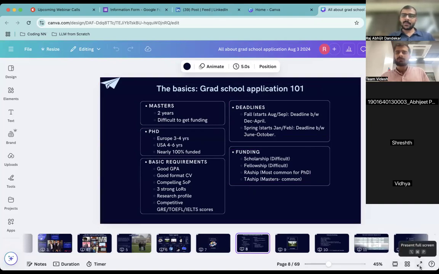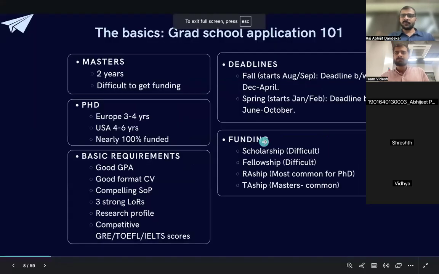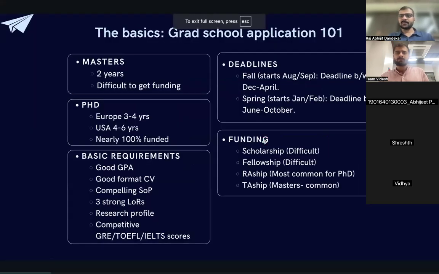Yes, yes. Okay, so I believe we were at this part where we were discussing the different decisions which you have to make before applying for grad school. And the first decision is whether you want to apply for a master's or a PhD. And this decision is not very easy.